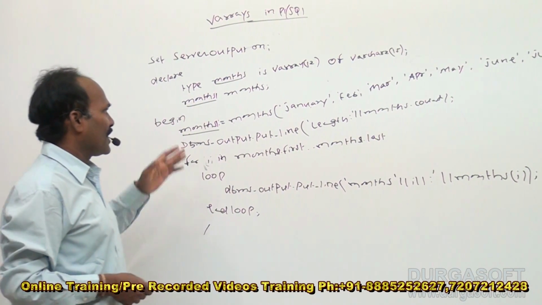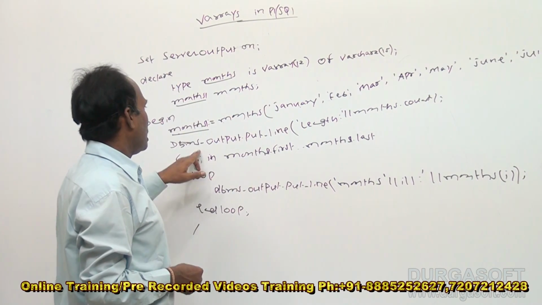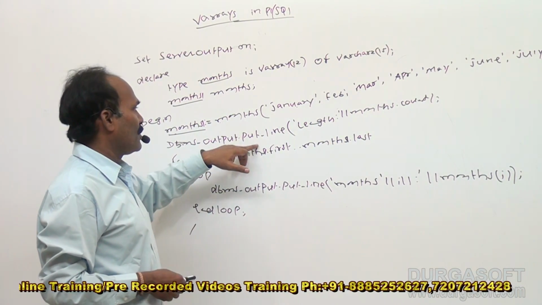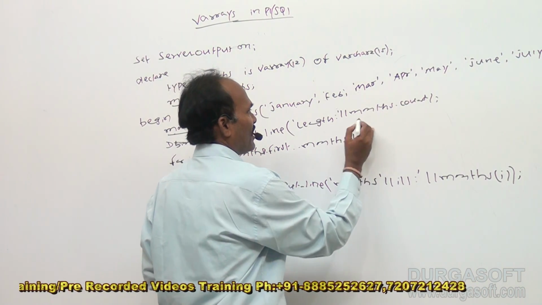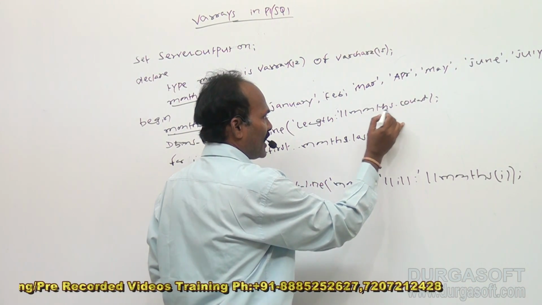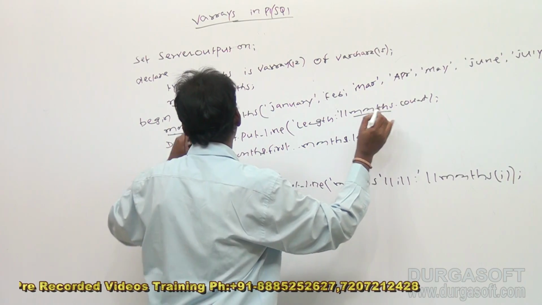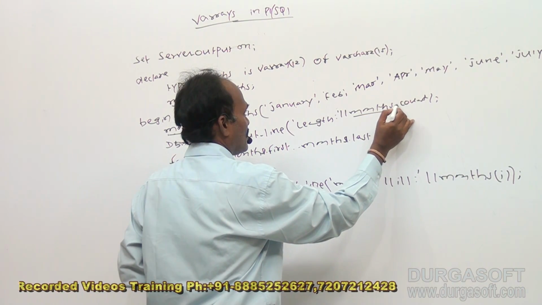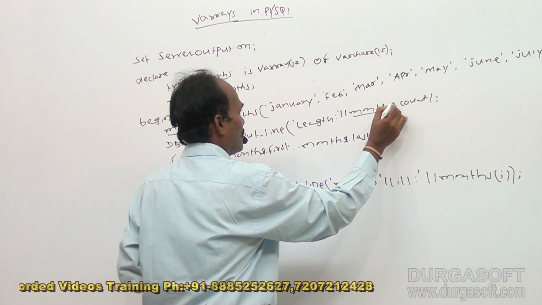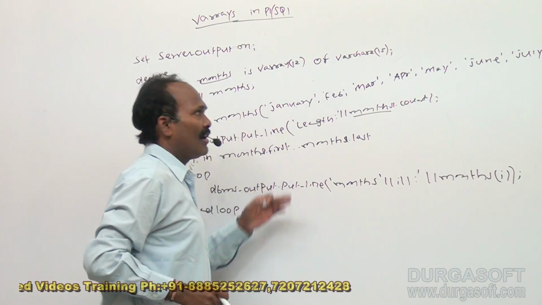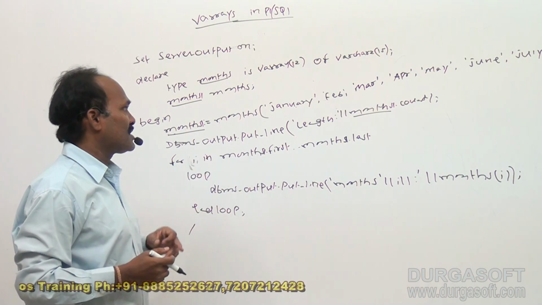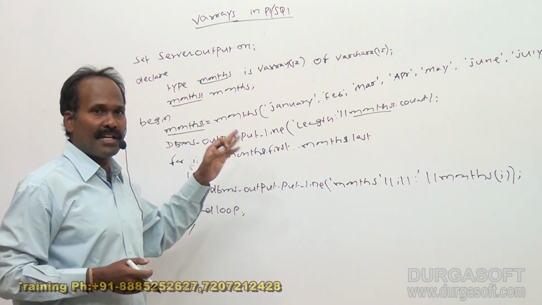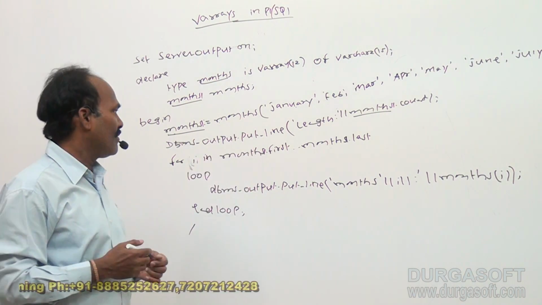Now look at this: DBMS_OUTPUT.PUT_LINE of length. How do we find out the length? To find out the length, we have a predefined method under months, months1.COUNT. It gives the actual length, meaning how many values are presently in the months1 variable. That is going to be printed here.